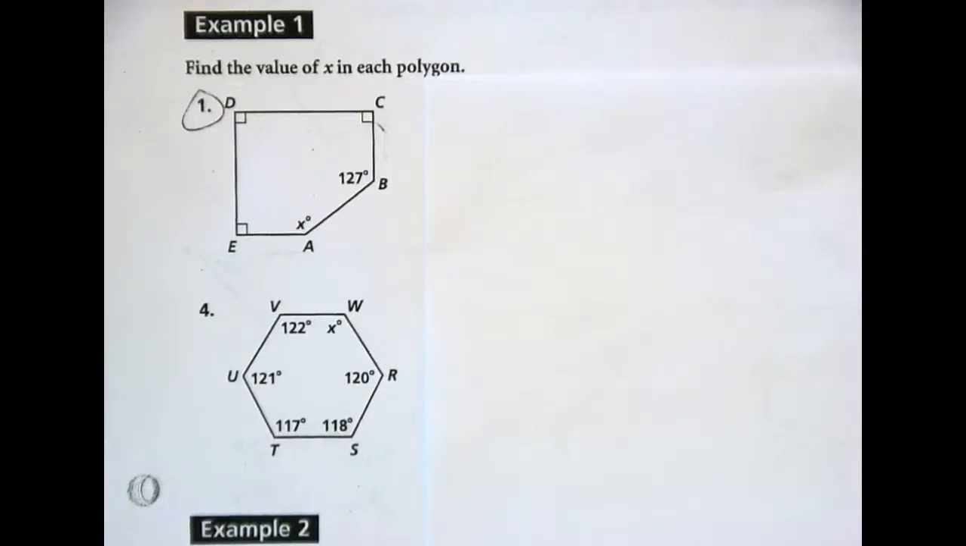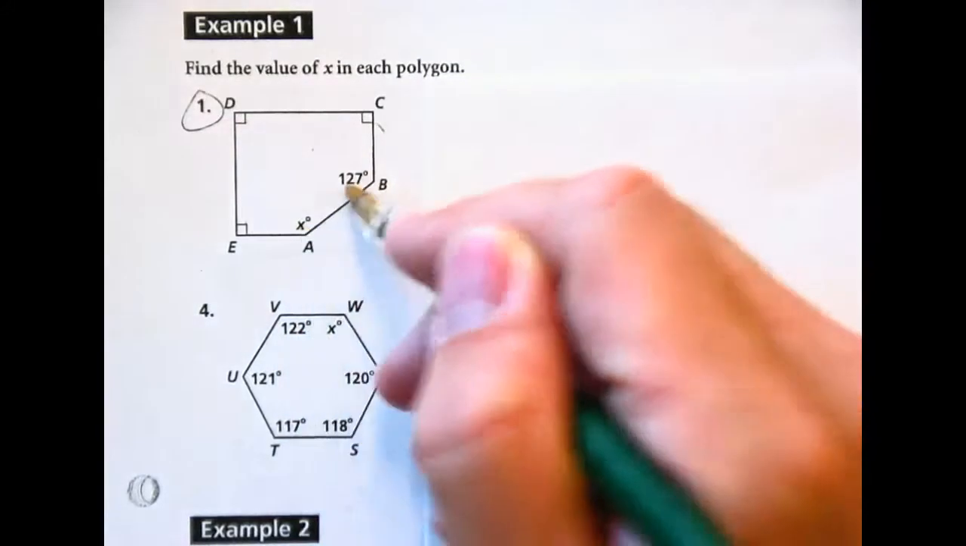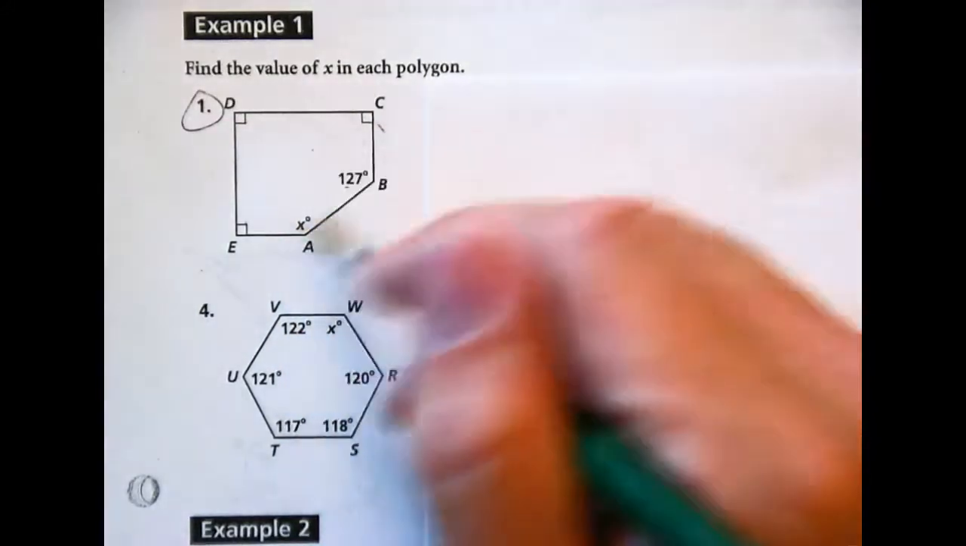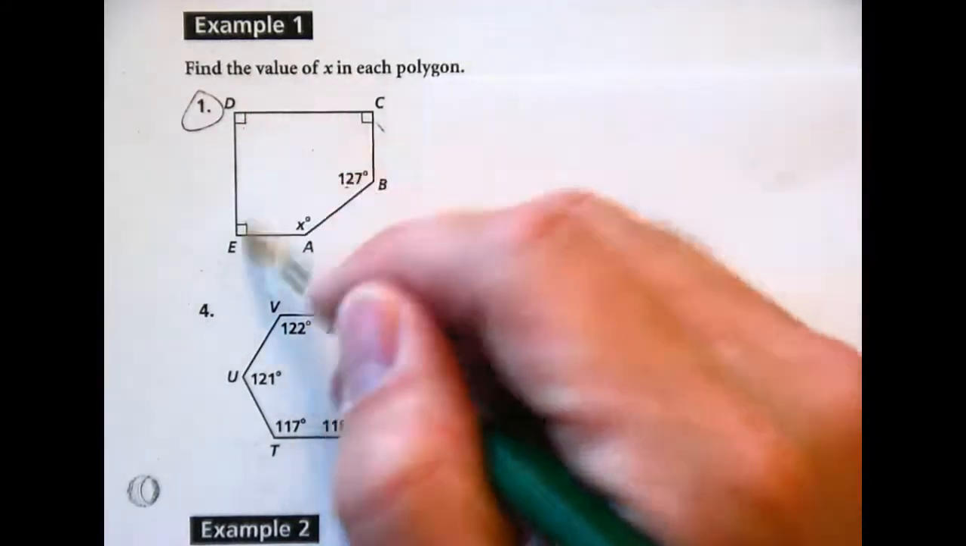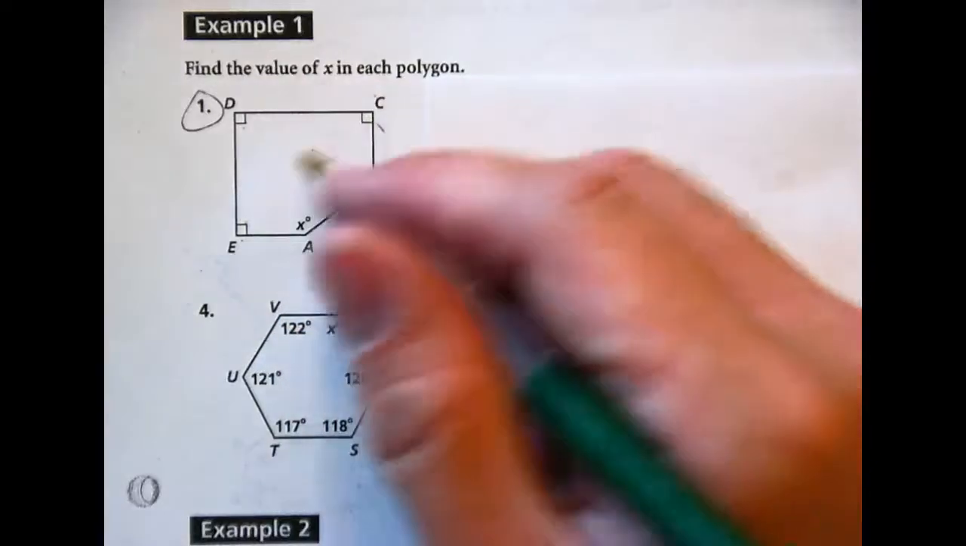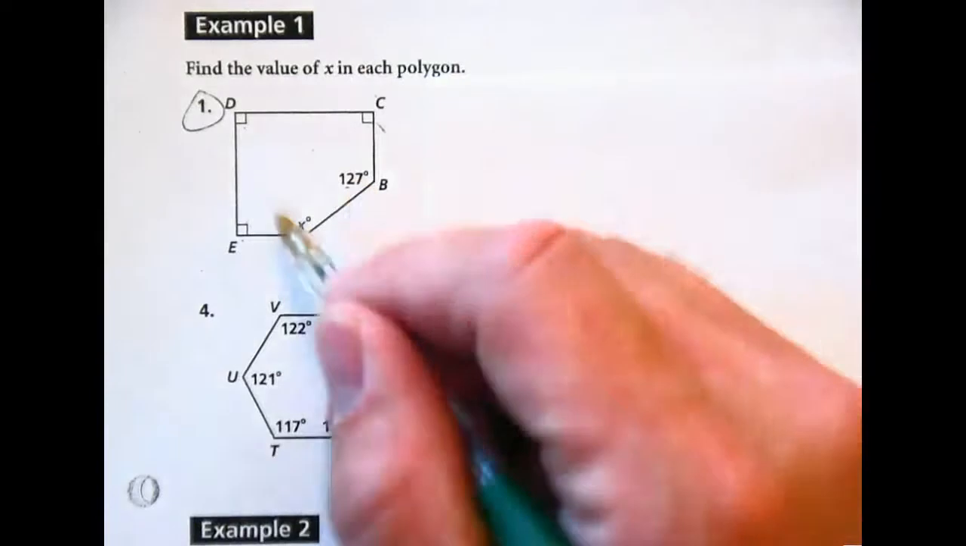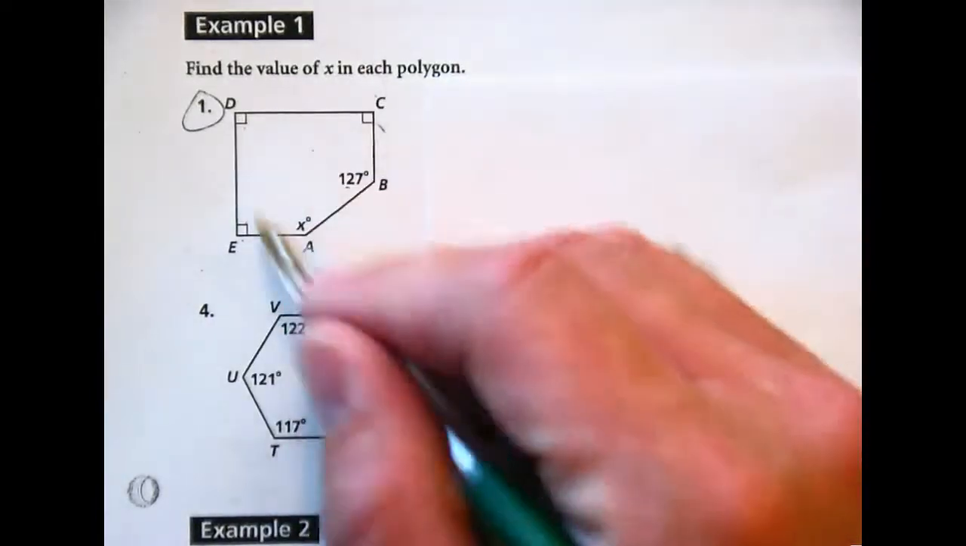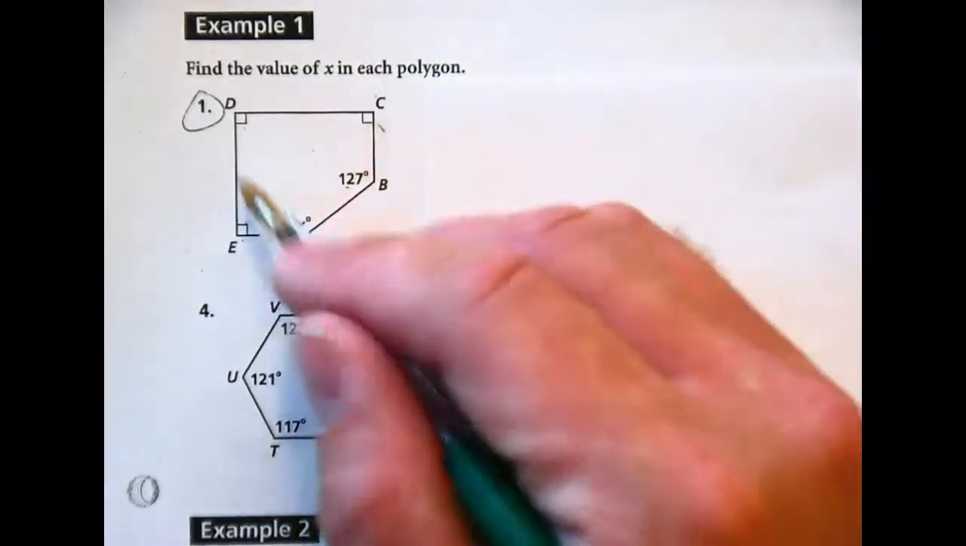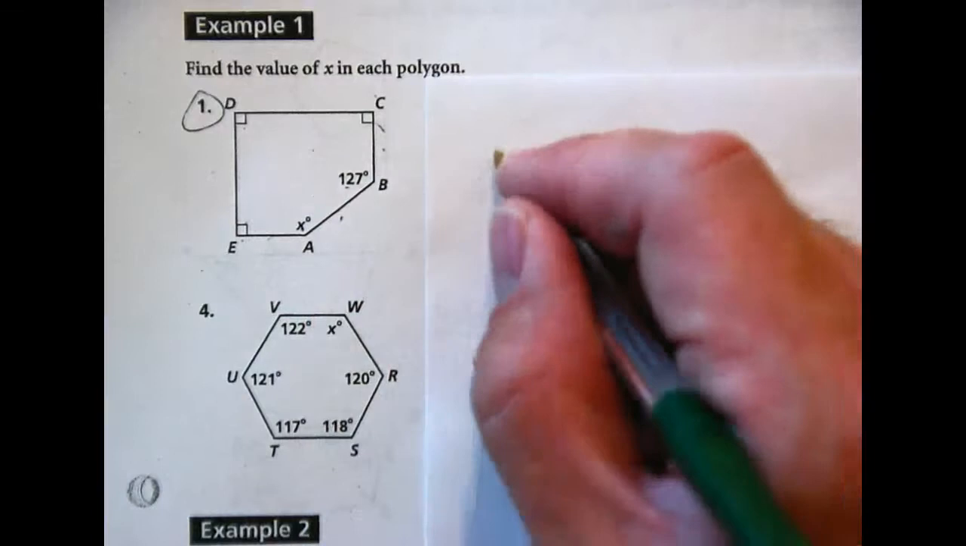Find the total measure of angles. Find the total measure of the, what type of angles? Interior. Interior is helpful. Okay. Interior angles. Find the total measure of the interior angles. So in this case, how many sides are there? 5. 1, 2, 3, 4, and 5. 5 sides.